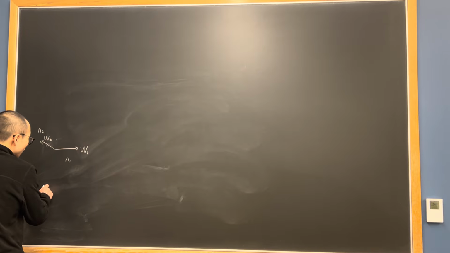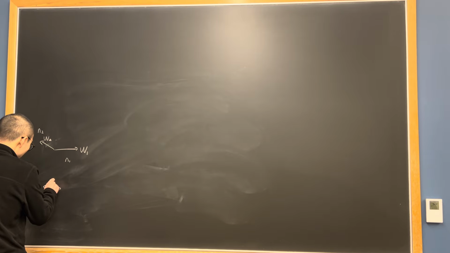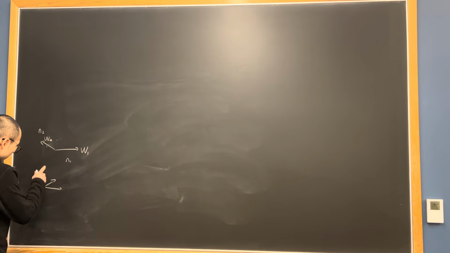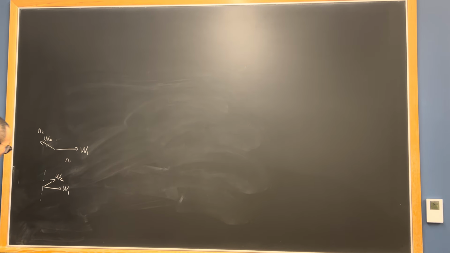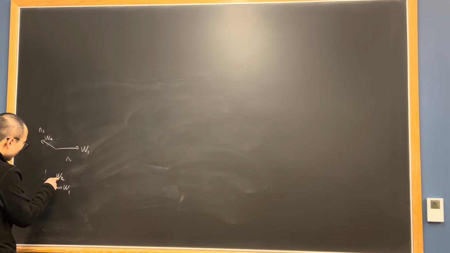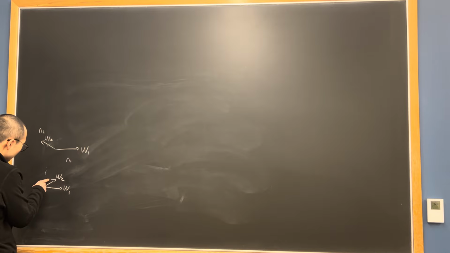Okay, so let's break it into cases. First, let's say that this omega 1 and omega 2 are in the same quadrant. Namely, if after some rotation, this omega 2 either lies in the first quadrant or lies in the fourth quadrant.